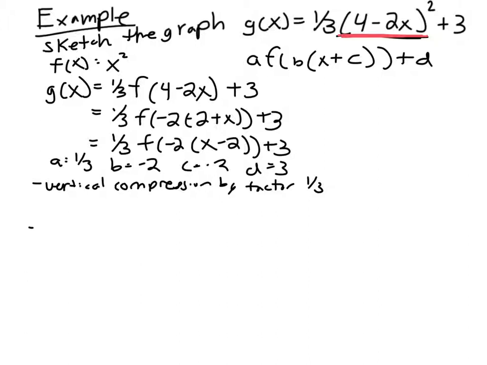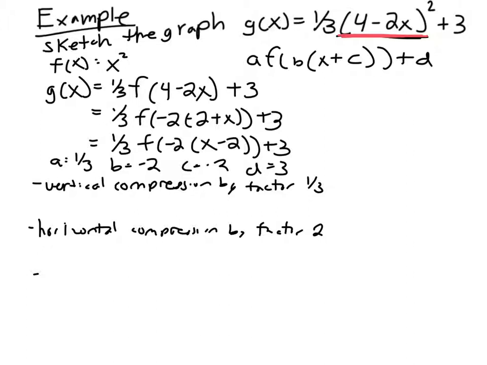B is a horizontal stretch or compression based off of whether it's a fraction. If it's not a fraction, then it's a compression. So this is a horizontal compression by a factor, let's see, what is B? 2. Okay. Then C is a horizontal shift.